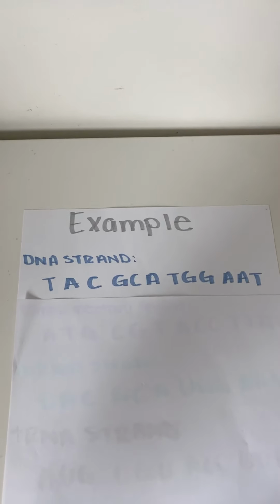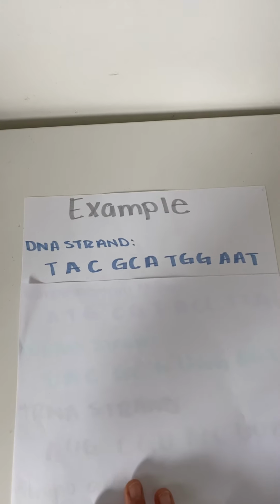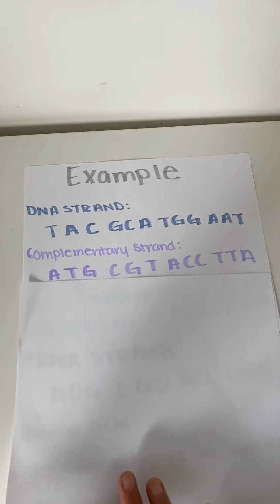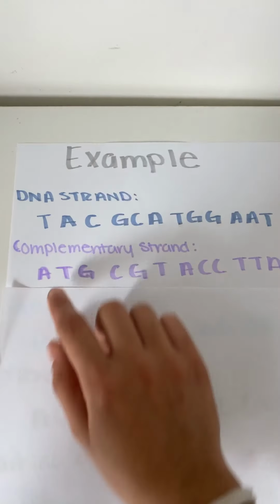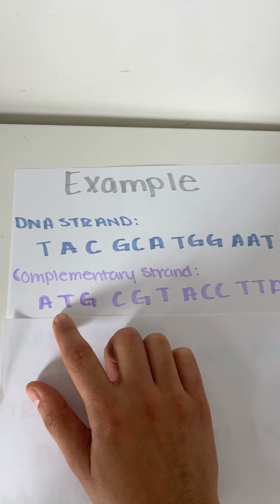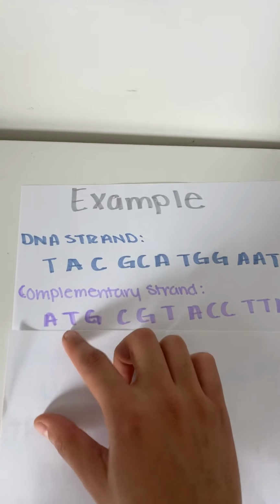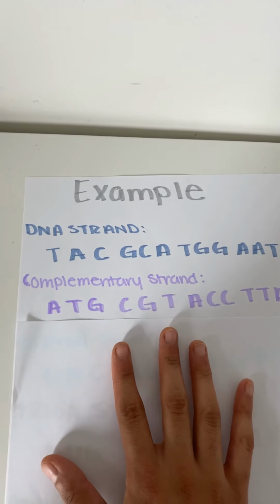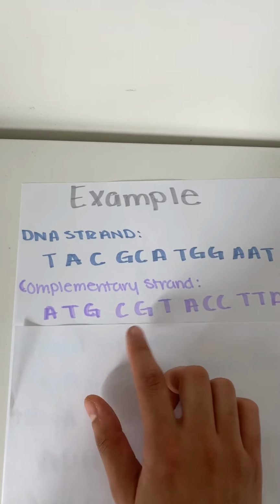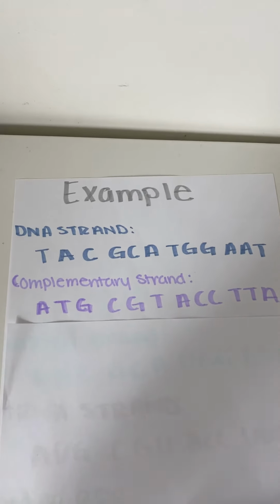Okay, in this example, our DNA strand will be TAC, GCA, TGG, and AAT. The complementary strand will be ATG because thymine binds with adenine and cytosine binds with guanine. So then we have CGT, ACC, TTA.